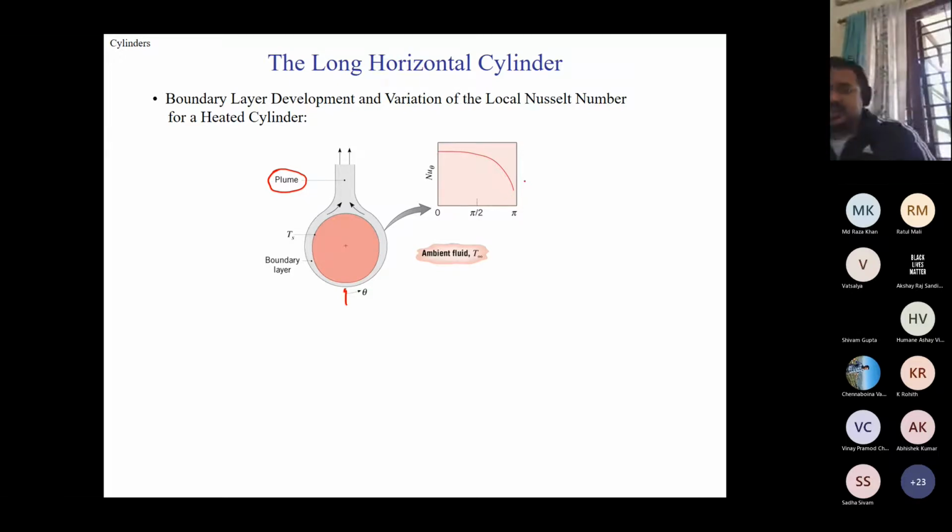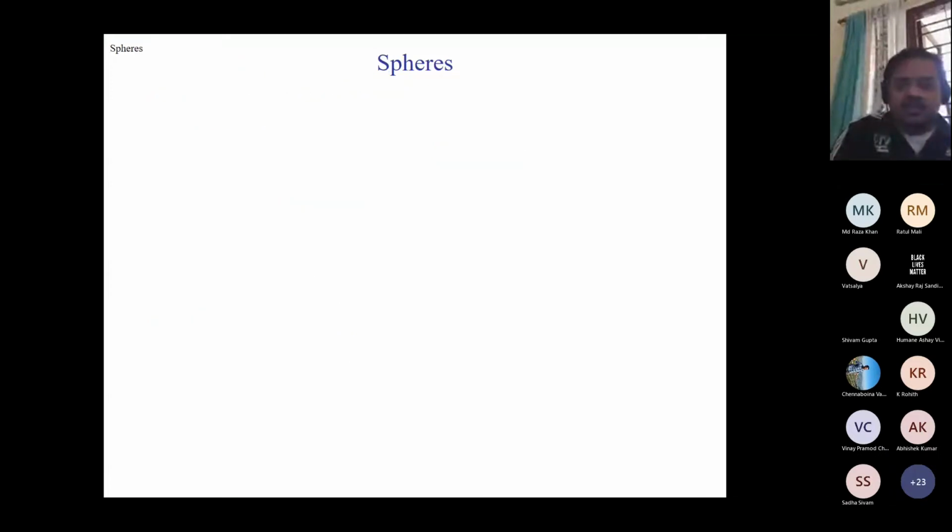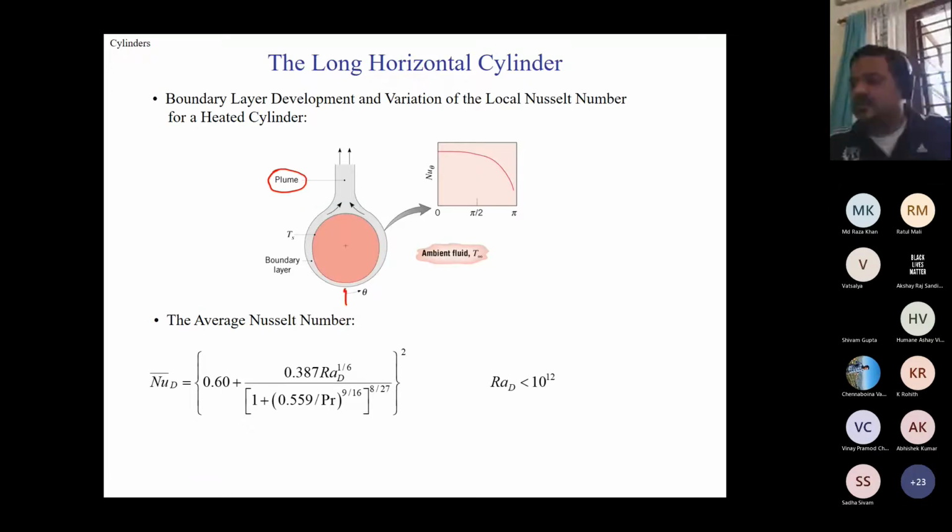So you understand? Any questions? Understanding the physical significance? So what happens is there's this packet of hot air. If you now somehow put your hand inside this plume, you'll be able to feel the hot air. And there is this average Nusselt number correlation for this. Sorry, it starts with 0.60 plus 0.387 relative to the power 1/6, etc. This is also Churchill and Chu's correlation.